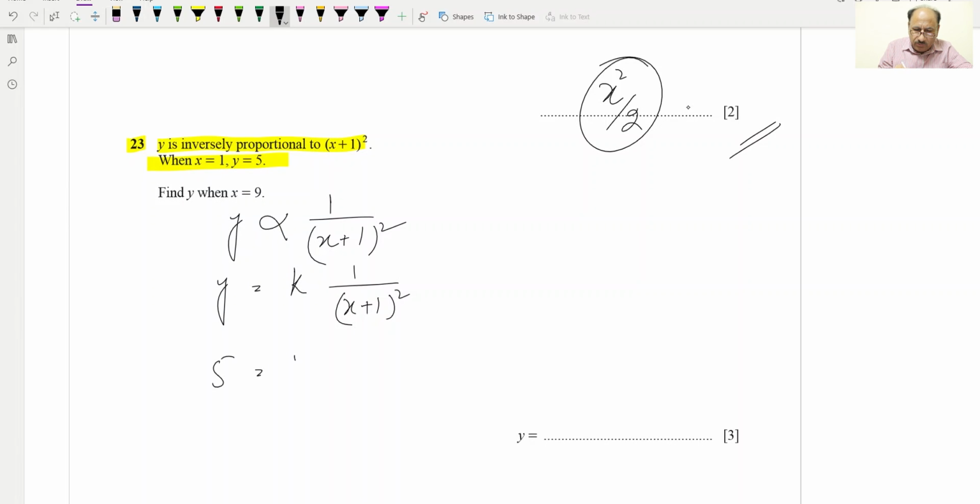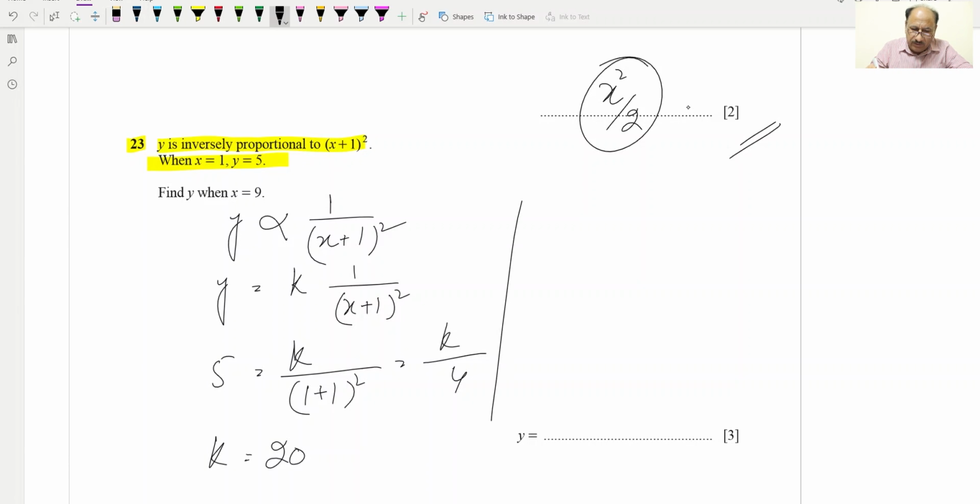5 is equal to k into 1 over 1 plus 1, which will be 2. So we will write like this, and this is equal to k over 2 squared, which will be 4. So k is equal to 20. Now k is equal to 20, we can replace in this equation, and we will get y is equal to 20 over x plus 1 squared.